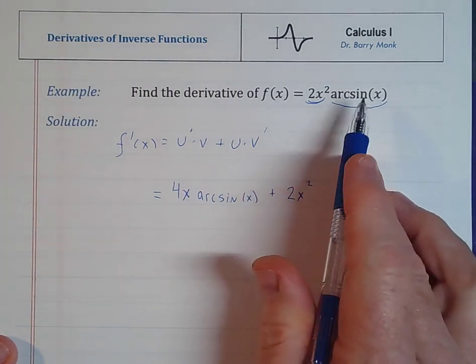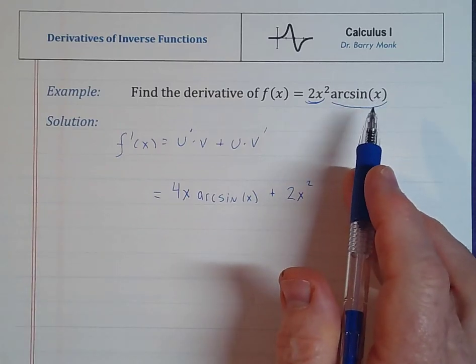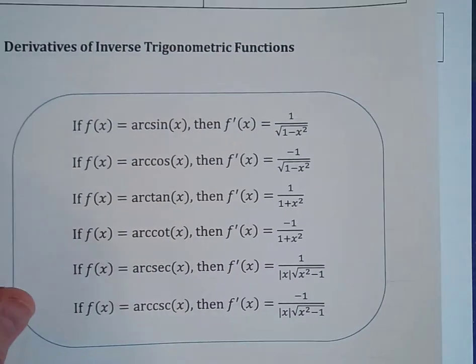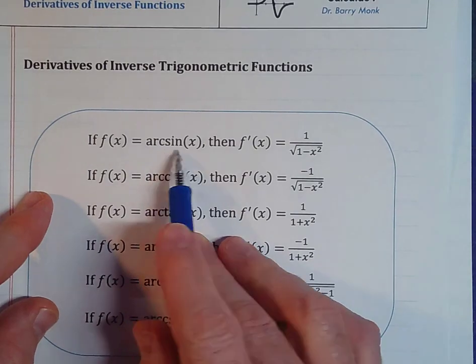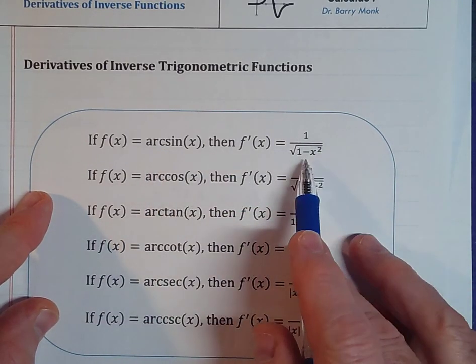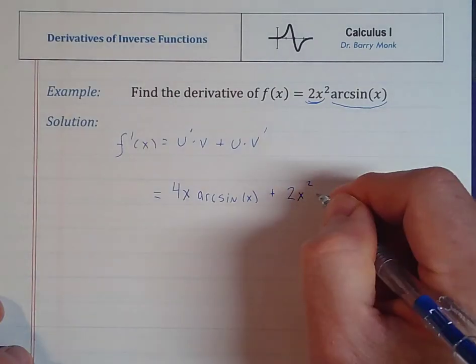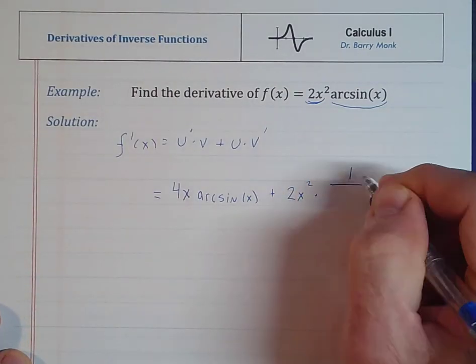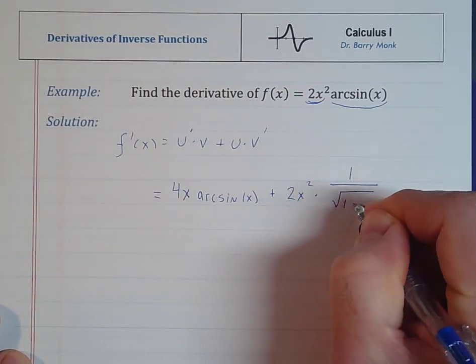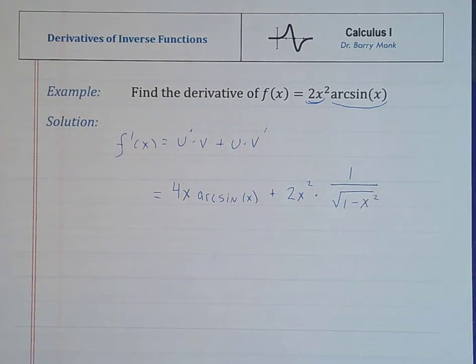So now I'm taking the derivative of arc sine, and I'm just going to go over here and look at my formulas. The derivative of arc sine is 1 over the square root of 1 minus x squared. So this times 1 over the square root of 1 minus x squared. I don't see a whole lot of simplification that we could do there. Looks like a perfectly good answer.